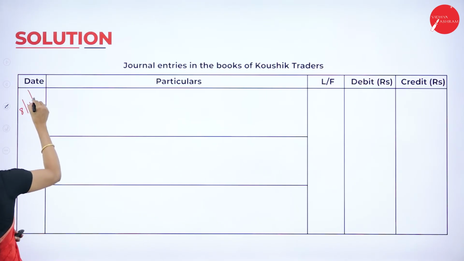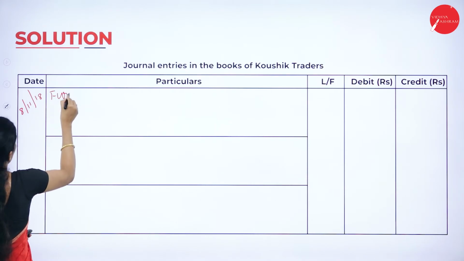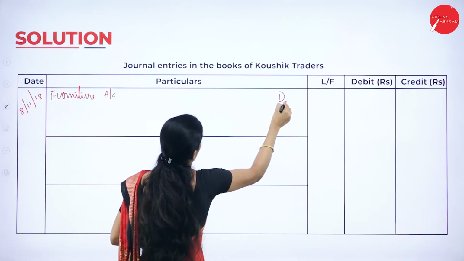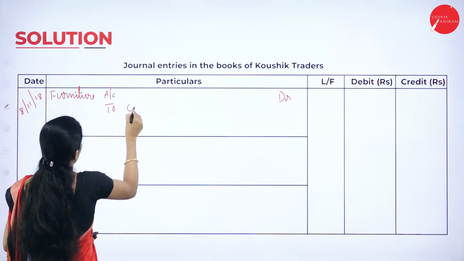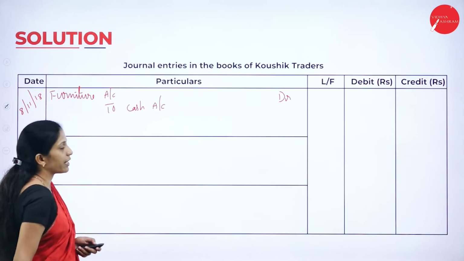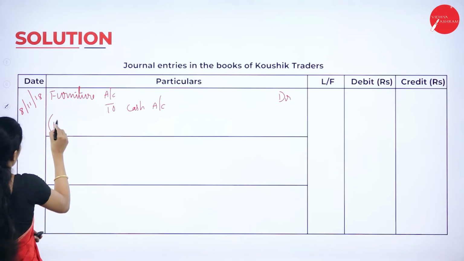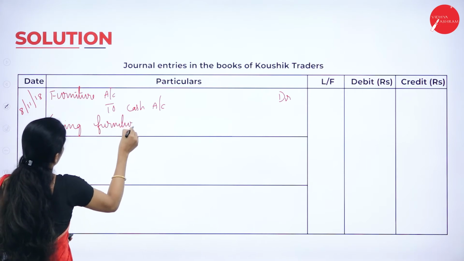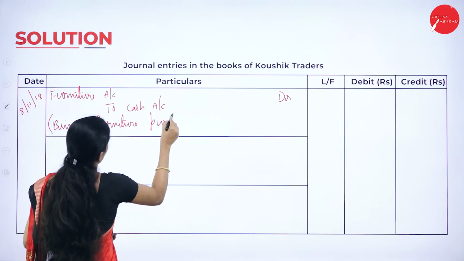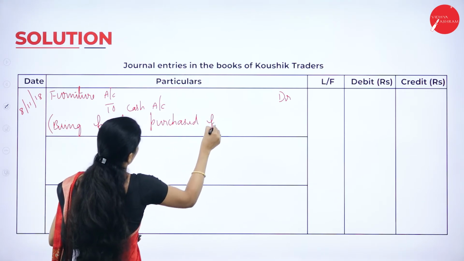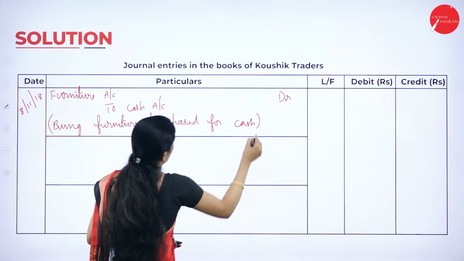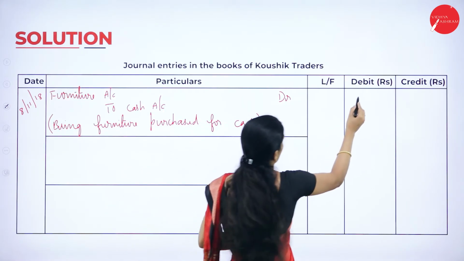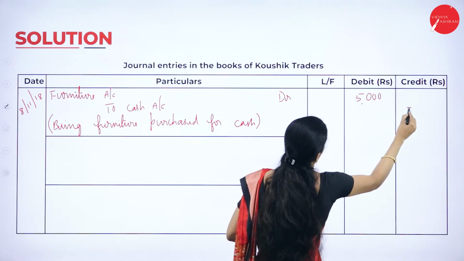So 8/11/2018, furniture account debit to cash account. So what is the narration? Being furniture purchased for cash. And what is the amount? So furniture is 5,000.